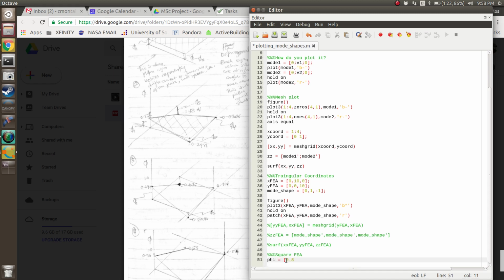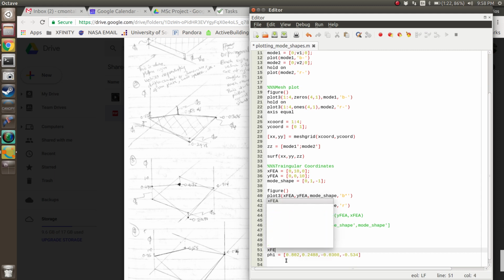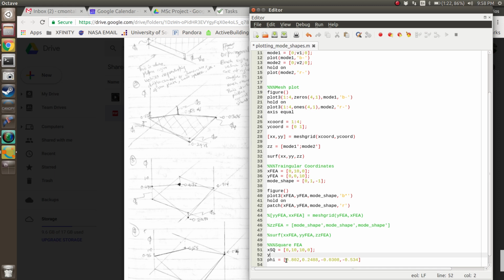So phi is 0.802, 0.2488, negative 0.0308, and then negative 0.534. It doesn't really matter if that's right. So our x coordinates are, let's just do x sq for square, 0, 10, 10, and then 0. And then our y coordinates are 0, 0, 10, 10.